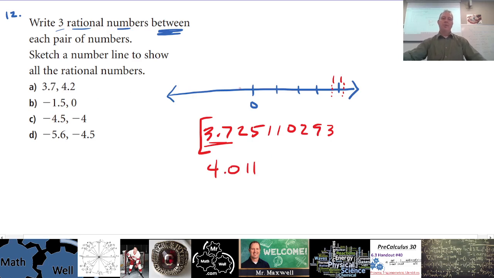Negative 1.5 and 0. Okay, so negative 1, here's negative 2. So negative 1.5 would be right here. So there's lots of options here. You could go anywhere around negative 1. Okay? Remember, don't go negative 1.6, right? Because that's a little bit beyond this. That's not between here and here.